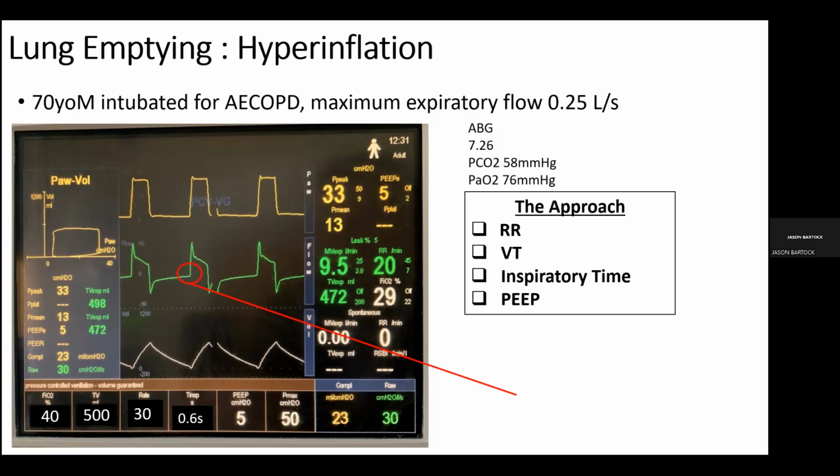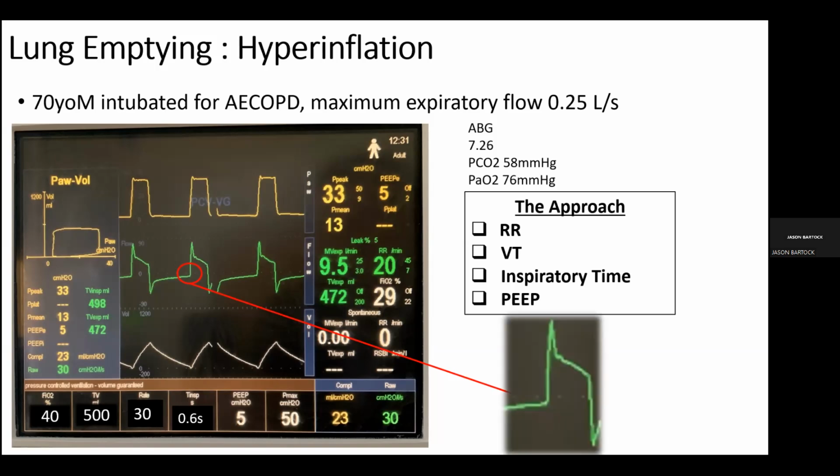I'm going to rattle through this example really quickly. You have a 70-year-old male who has an acute exacerbation of COPD. You know that this patient's maximum expiratory flow rate is 0.25 liters per second. You got this off of the patient's PFTs. So based off of this, you're trying to figure out, am I breath stacking to a decent degree, right? I can see it present on this waveform. It's not coming back to baseline.